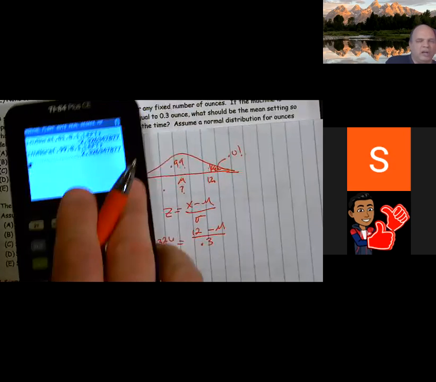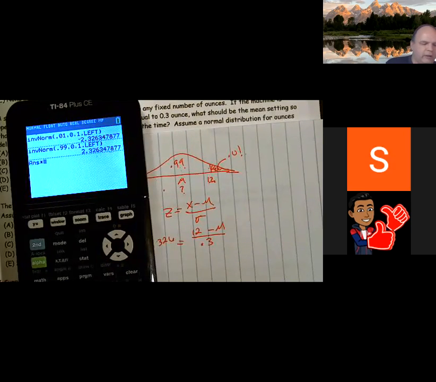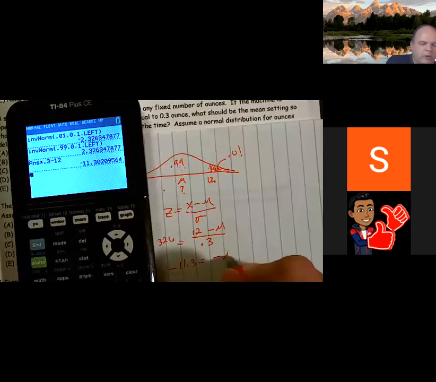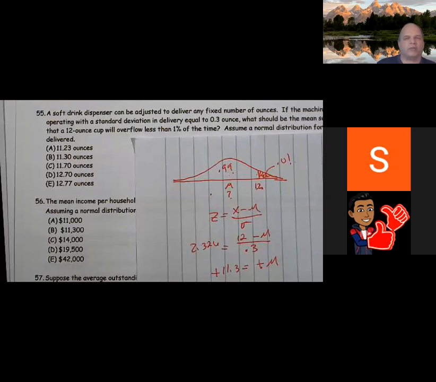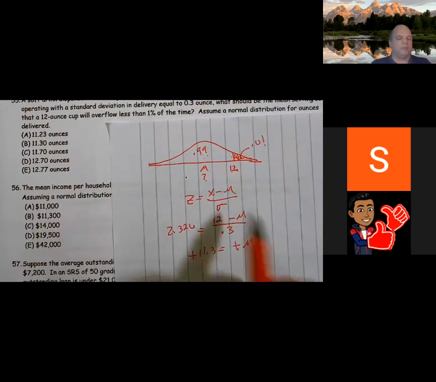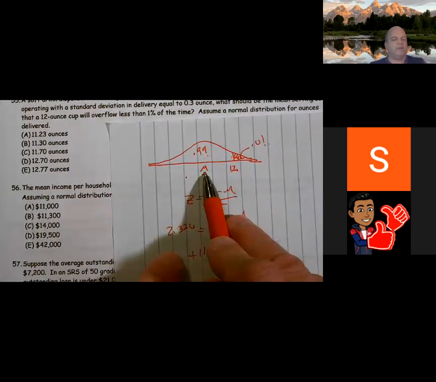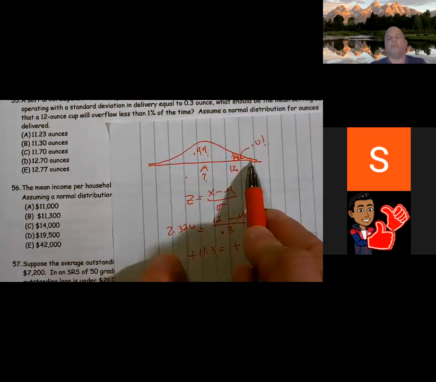And by the way, if you're not careful, you'll freak out, but don't work it out all the way, times 0.3 to subtract the 12. And I end up with a negative 11.3. And I know you're kind of nervous, but notice you also have a negative mean. Divide both sides by -1, and we end up with 11.3 equaling our mean, and that's our answer. All right? Now remember, our 12 ounces had to be above our mean, and anything above 12 would be overflow.